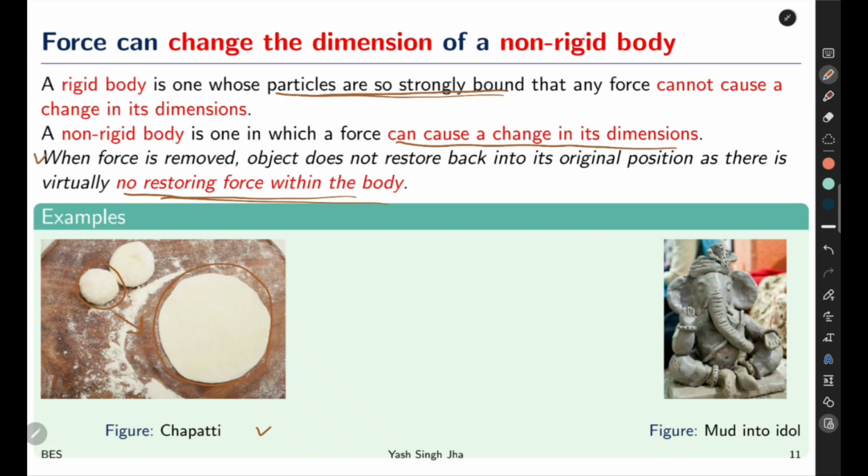By removing the force, the shape hasn't gone back to its original shape. Another example is mud or clay. We can make it into such beautiful idols. But by removing the force, the hand of the artist, the idol doesn't become mud again. Why is that? It's because the restoring force within the body is not enough to go back to the original position. So the force can change the dimension of a non-rigid body.